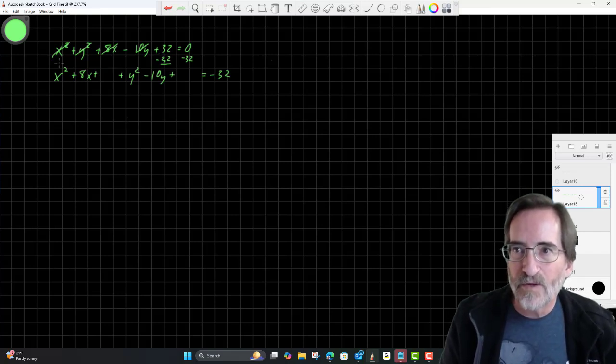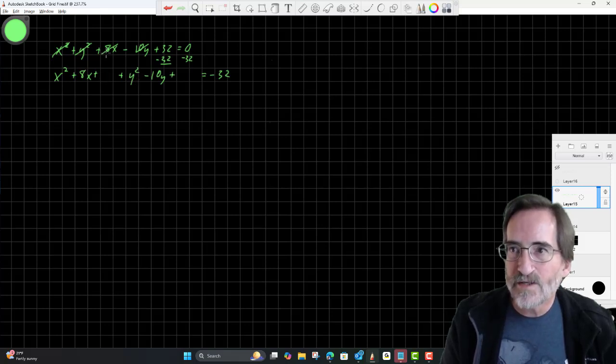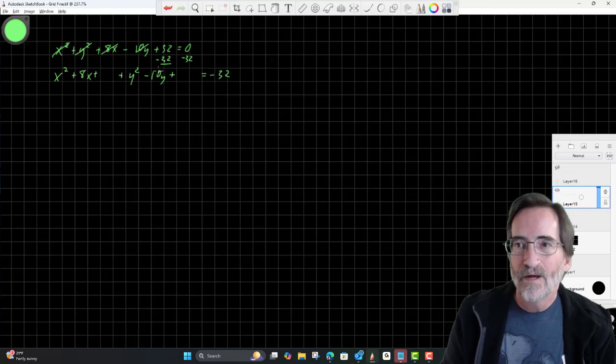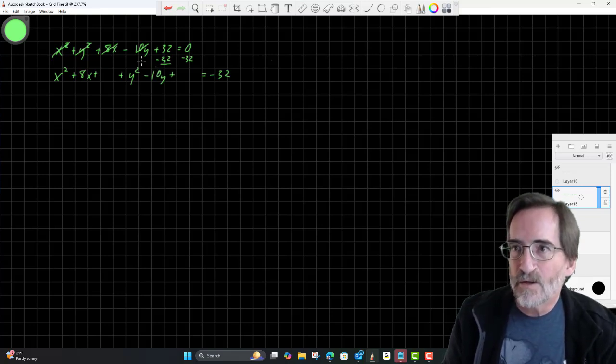I grouped the x squared with the 8x, left a little space for something. I grouped the y squared minus 10y and left a little room for something. And I moved the constant term to the other side, changing its sign, because the opposite of plus 32 is minus 32. Okay, now here comes the completing the square part.